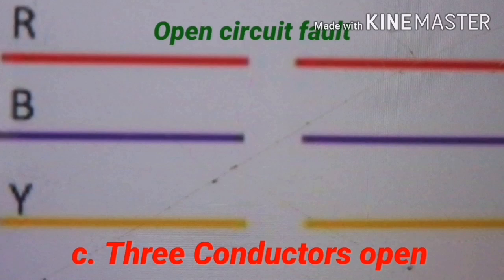Now see the third one of open circuit fault, that is three conductor open fault. In this type of fault, there is only one combination. All the three phases are open, all the three conductors are open. That's why it is known as three conductor open fault. It is one of the series faults.